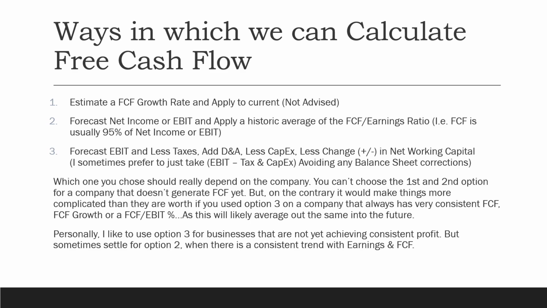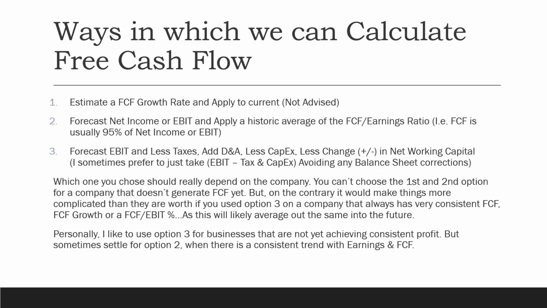So the first one's estimate a free cash flow growth rate and apply it to the current free cash flow. As you can see, this is not advised. This is probably the easiest way to do it and will prove to be the least accurate. Second, forecast net income or EBIT and apply a historic average of the free cash flow to earnings ratio, i.e. free cash flow is usually 95% of, say, net income or EBIT.